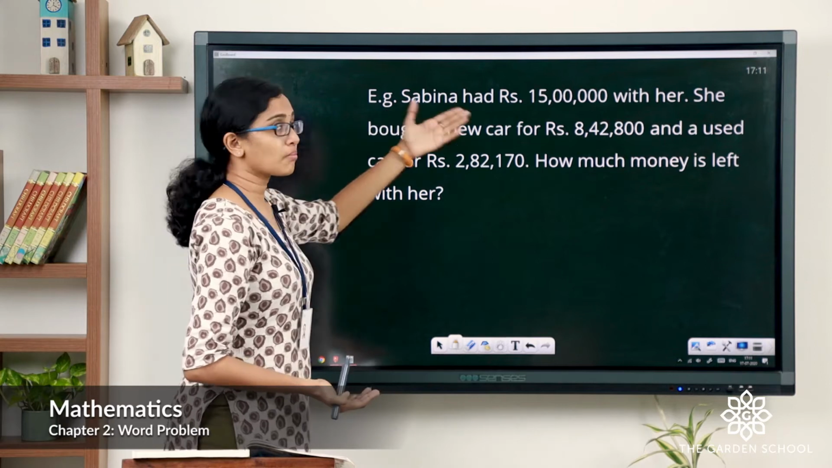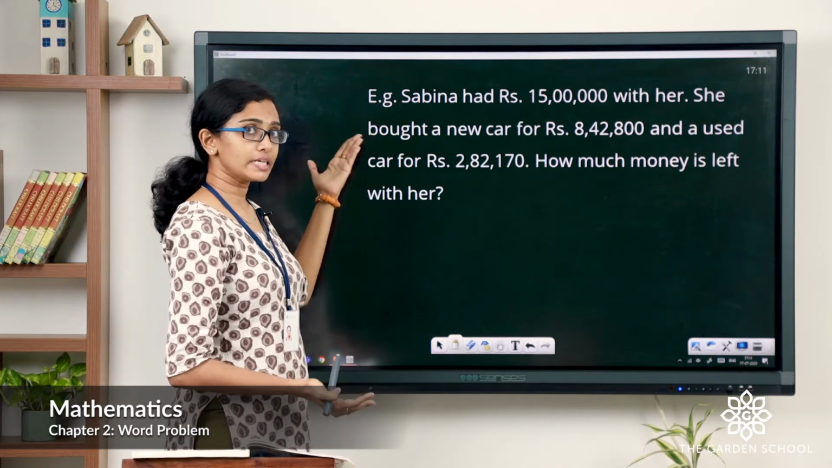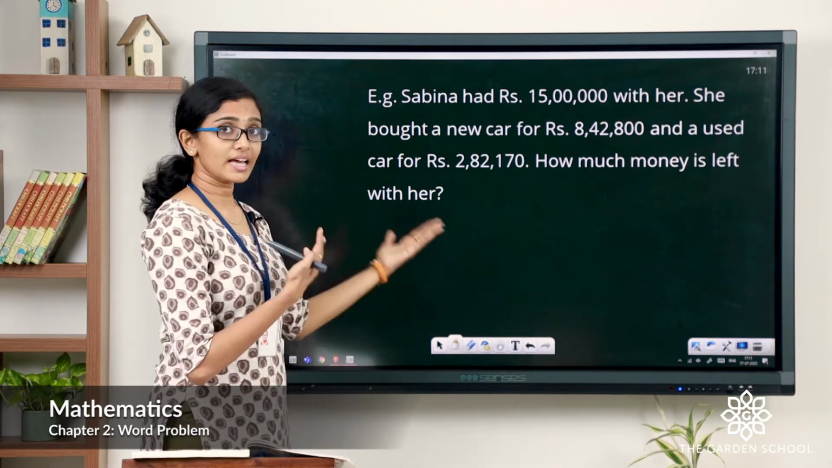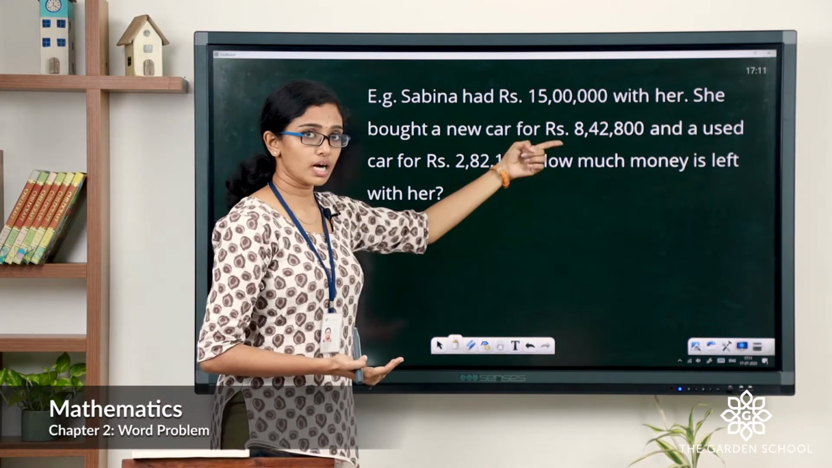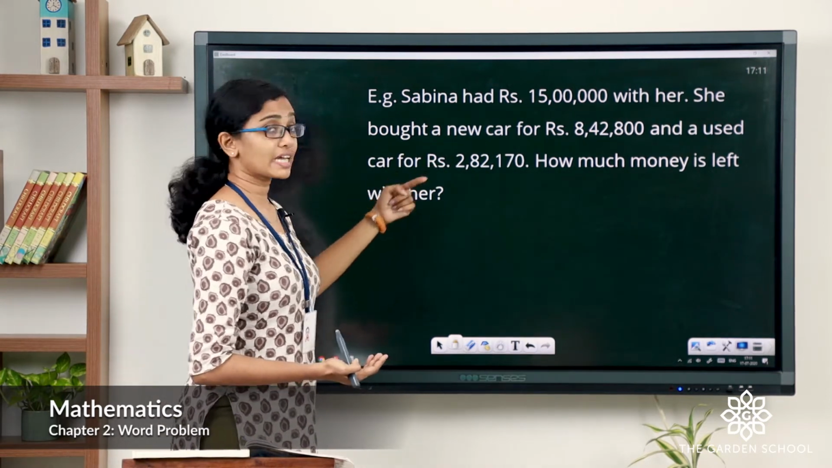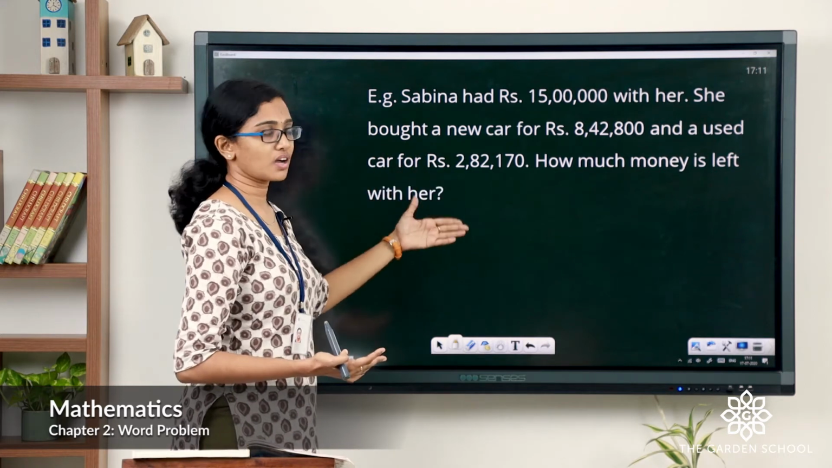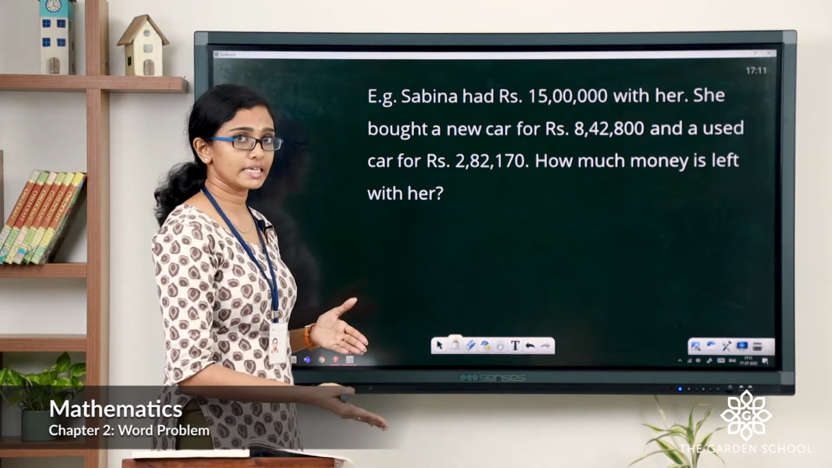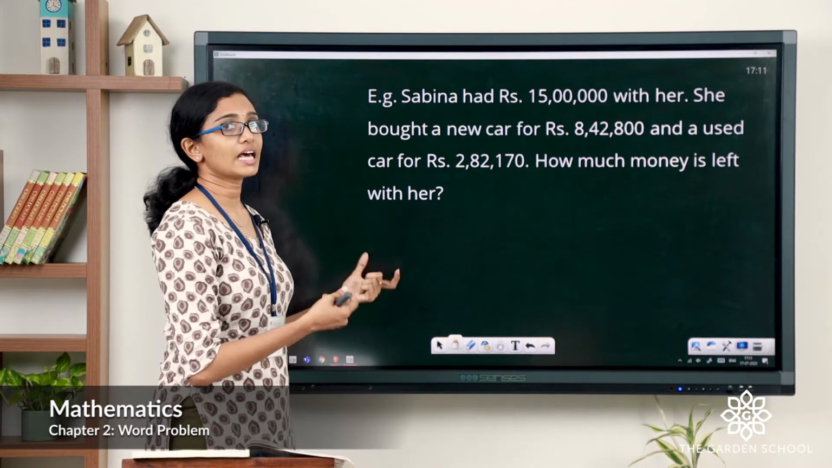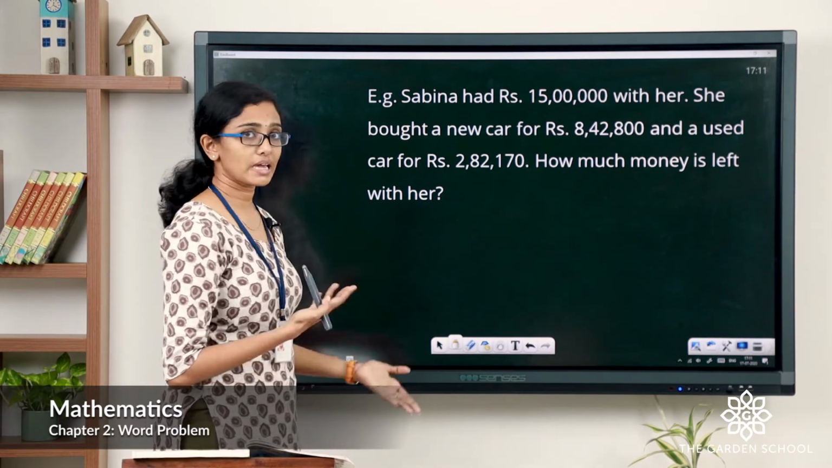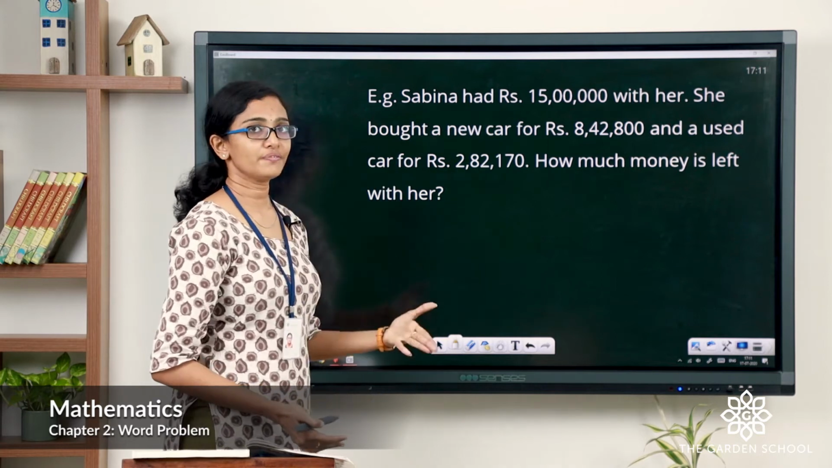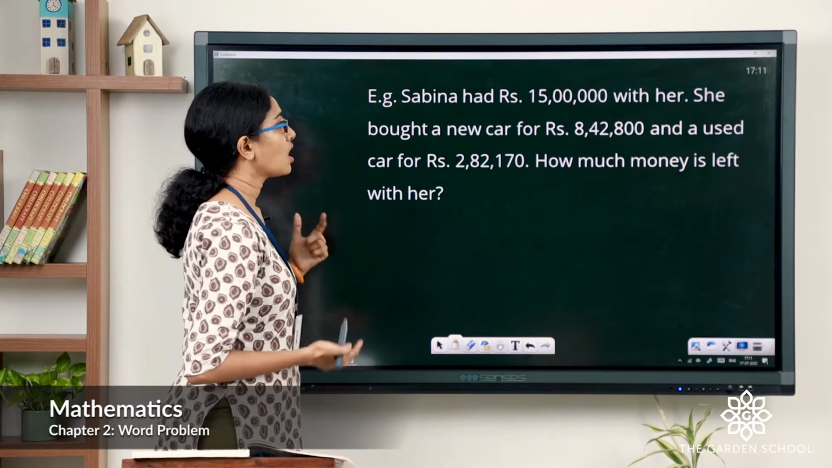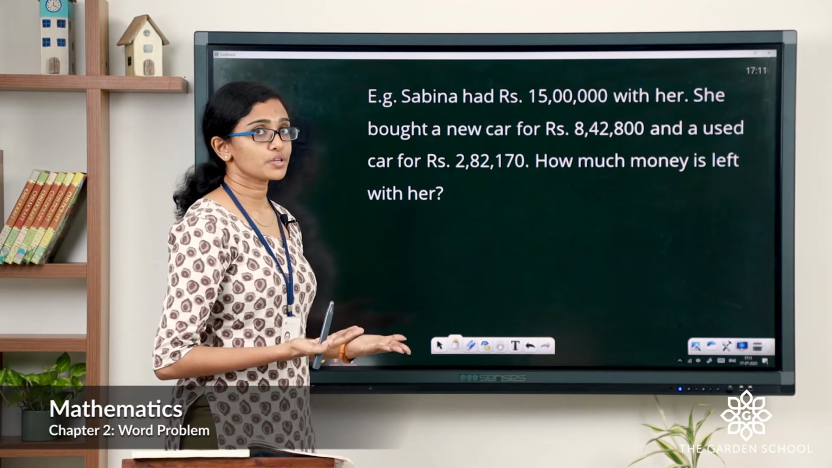It's about the amount Sabina had in the beginning, and with that money she bought a new car and also a second-hand car or a used car. Now we have to find out, after buying these cars, how much money is left with her. What is remaining with her from this 15 lakh rupees? Now, how do we identify what operation we have to do here?